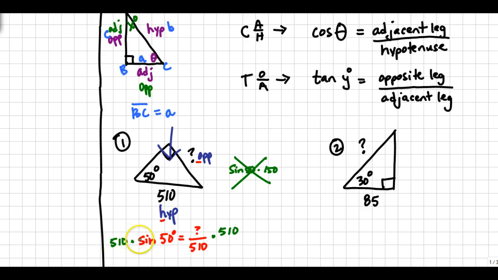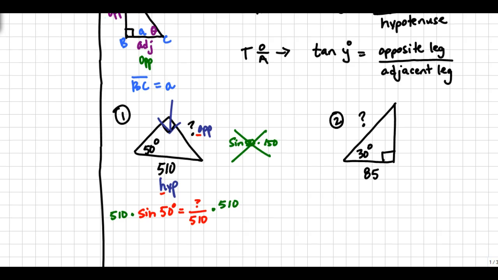If you put the number in front, now it's clear that we're going to do 510 times sine 50. When you type that in on your calculator, you want to make sure that you're in degree mode on your calculator. If students need help with that, they need to ask for help prior to a quiz or a test. When you type that in, you get 390.68 with some other decimals there.